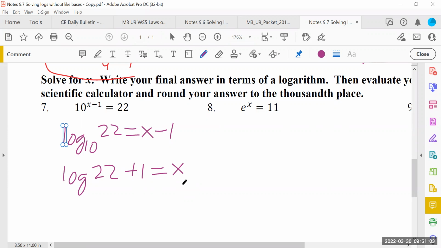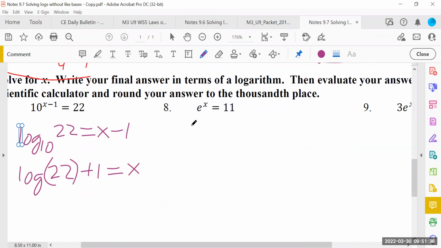2.342. If you got 1.3 or thereabouts, it's because you didn't close the parenthesis. Focus up here. This right here, you need to close that parenthesis. If you don't close the parenthesis, it will put that plus 1 inside the log. Does that make sense? So you need to close that parenthesis, that way it does log of 22 and then adds 1.